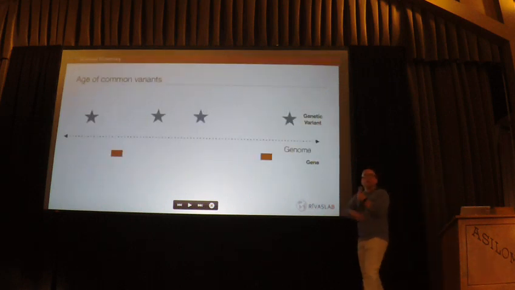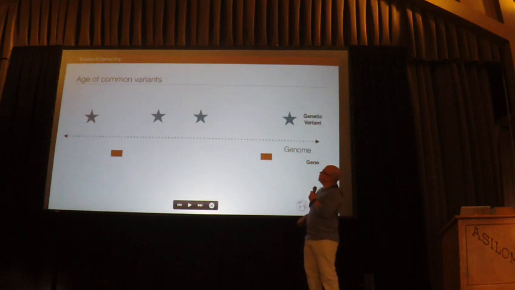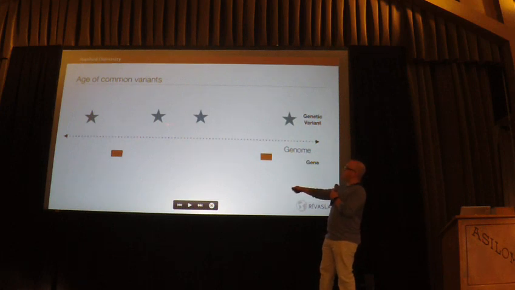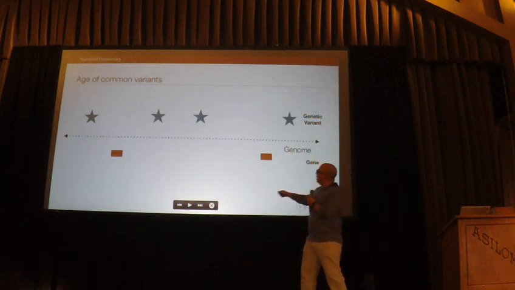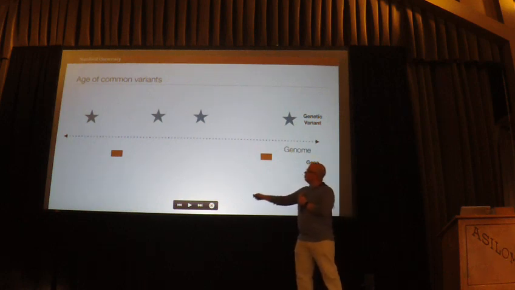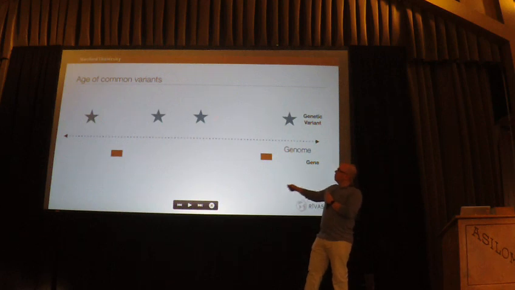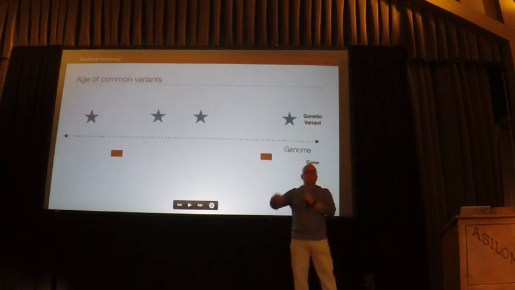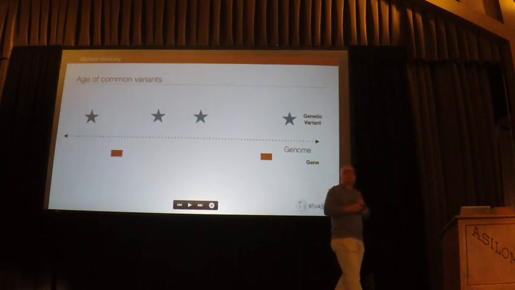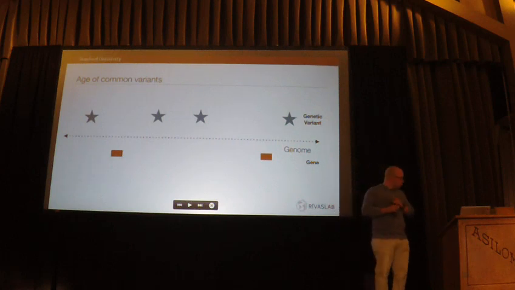So just to give you a bit more background, in the age of common variants, we were used to looking at genetic variants that were sparsely separated across the genome. So these are genes, a couple of genes in the genome, and this is the entire tract of the genome. And typically you'd have a few common genetic variants that you then move forward in a genetic association study.